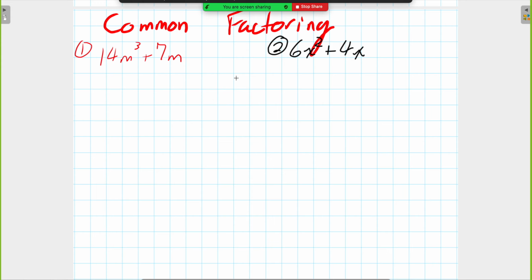Okay, we're going to look at common factoring here. So we'll start with the very first one. These are pretty simple common factoring questions. We'll tackle these and we'll get into maybe a little more difficult ones as we go through.